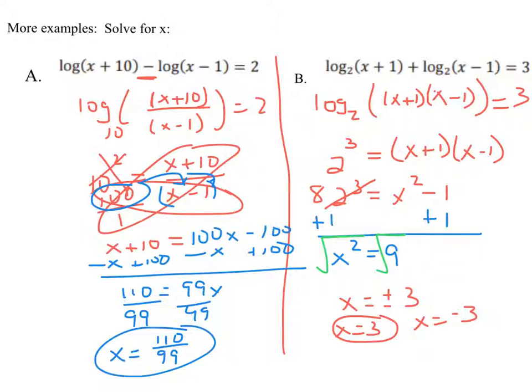Now, 3 works. If I take 3 plus 1, that's bigger than 0. And 3 minus 1 is bigger than 0. But negative 3, on the other hand, negative 3 plus 1 is not going to be bigger than 0. We cannot take the log of a negative, okay? And so this one, what we do is we reject it. And we actually call this an extraneous solution.